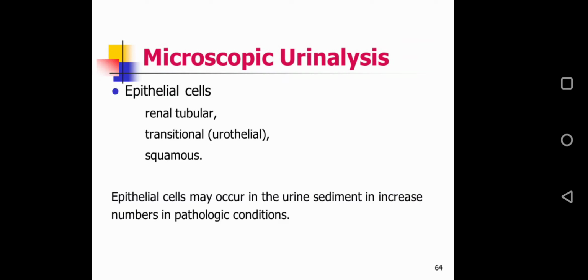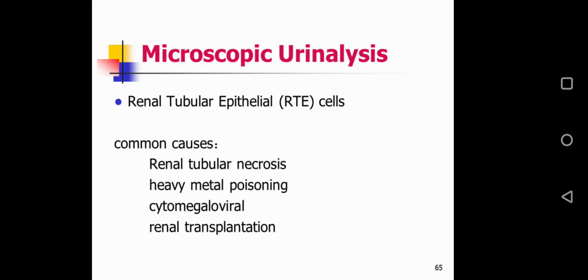Normal urine contains three main kinds of epithelial cells: renal tubular, transitional, and squamous. Epithelial cells may occur in the urine sediment in increased numbers in pathologic conditions. For practical purposes, only increased numbers of RTE cells is of clinical significance. Renal tubular epithelial cells are increased in the urine when there has been damage to the renal tubules, and the cells are shed. This is a common cause of RTE cells.